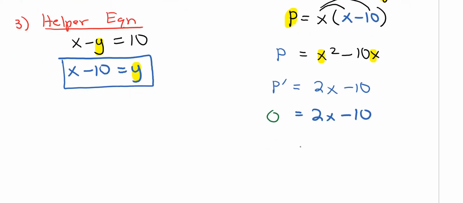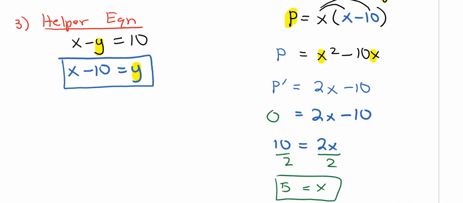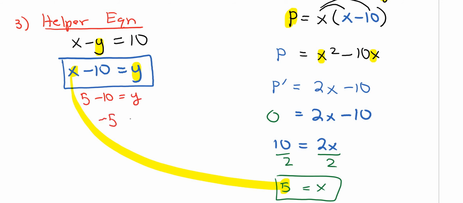And then let's go ahead and solve for x here. So it'll be 2x equals 10 over there. And then divide both sides by 2. And this one's not too bad. x would now equal 5. Okay, now that I found 5, I can just take this number right here, 5, and plug it back into my helper equation. So this would be 5 minus 10 equals y. So my second number is going to be negative 5. So negative 5 equals y. So my two numbers are positive 5 and negative 5. Those are the two numbers that would satisfy this problem.